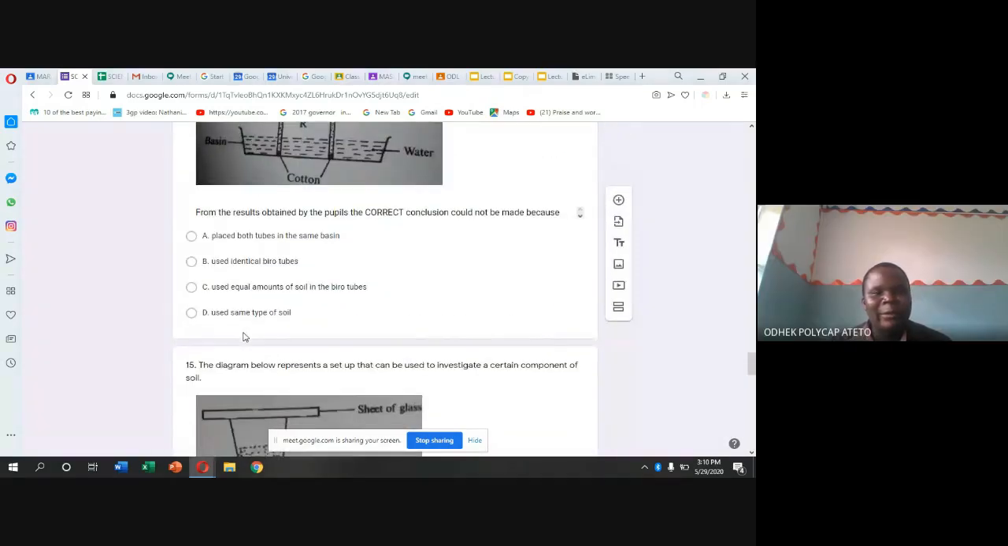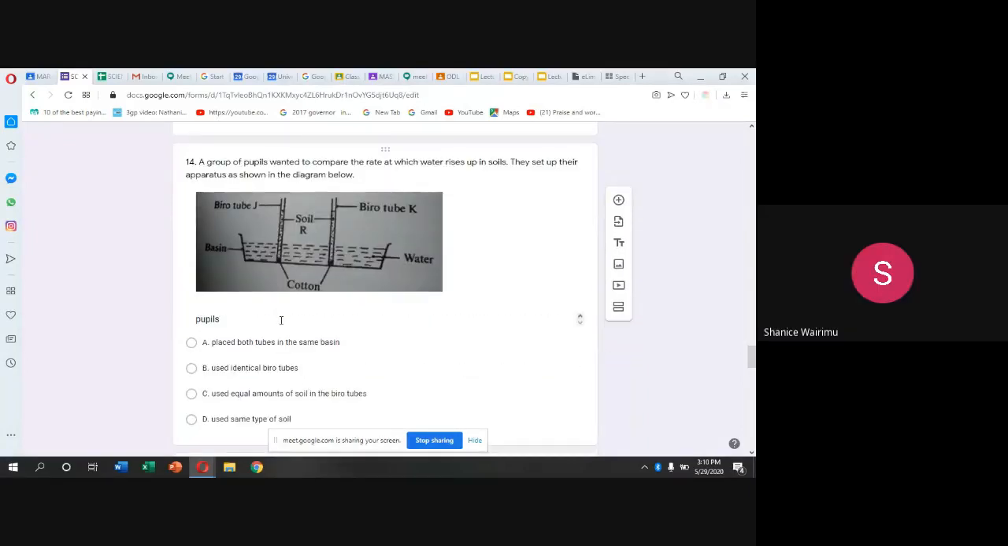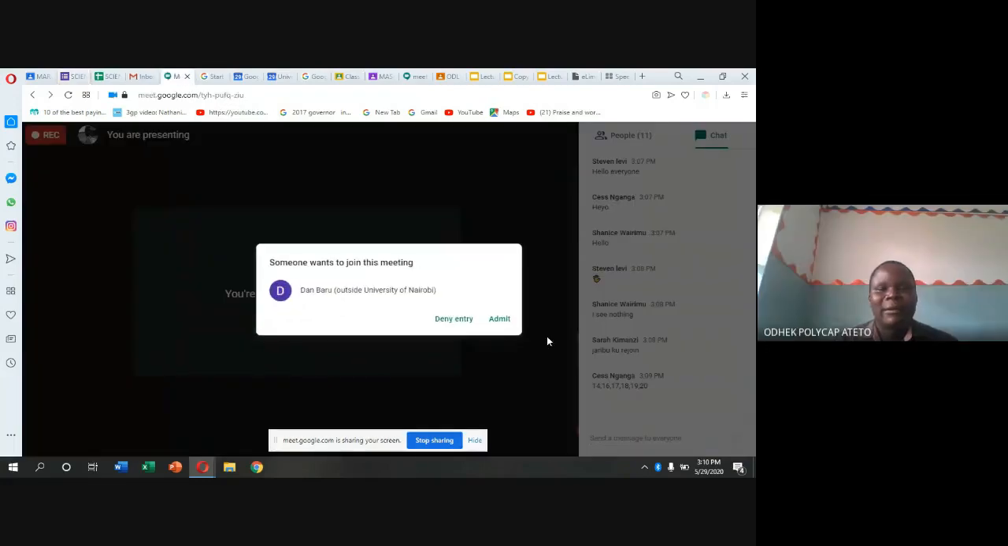Why do you think the correct conclusion could not be made? Because they used the same type of soil. Yes, because there is only soil R. We cannot compare the capillarity of one soil. We have to have at least two different types of soil to know which one is best in capillarity. Is that correct? Yes. Okay, thank you.